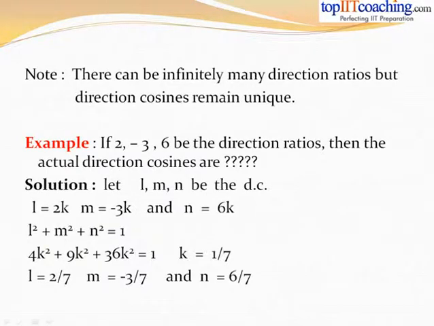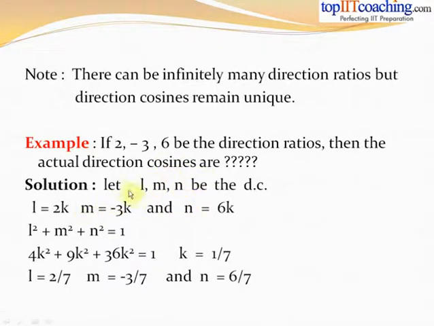Let's try to solve an example. If 2, minus 3, 6 are the direction ratios, then the actual direction cosines are? So in this problem, we have been given the direction ratios, and we have to find the actual direction cosines corresponding to these direction ratios. So what we do? Let us say that l, m, n are the direction cosines.